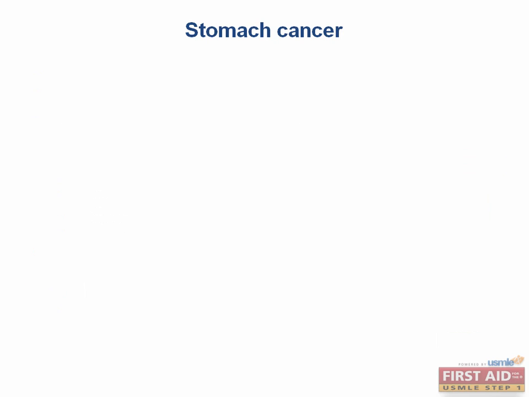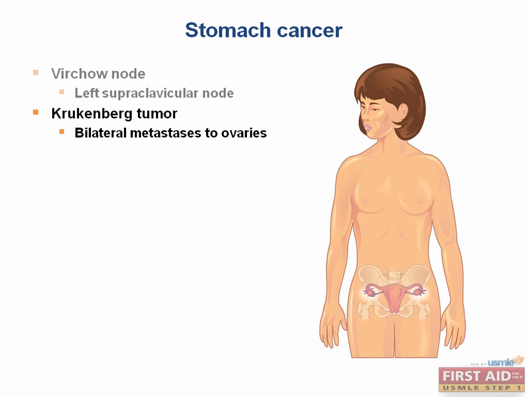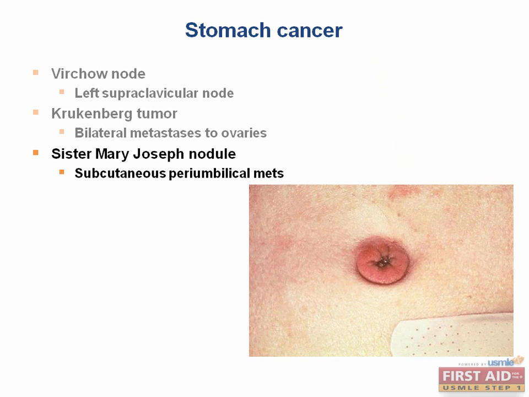Some frequently tested facts are the Virchow's node, which is involvement of the left supraclavicular node that may be the first sign of metastatic disease, which you can see here. This is because the cancer spreads through the lymphatic system from the stomach and drains into the thoracic duct, which ends in the venous system at this location. The Krukenberg tumor is when stomach cancer metastasizes bilaterally to the ovaries. And finally, the Sister Mary Joseph nodule near the umbilicus, which can be felt subcutaneously, is another commonly tested location for metastasis.